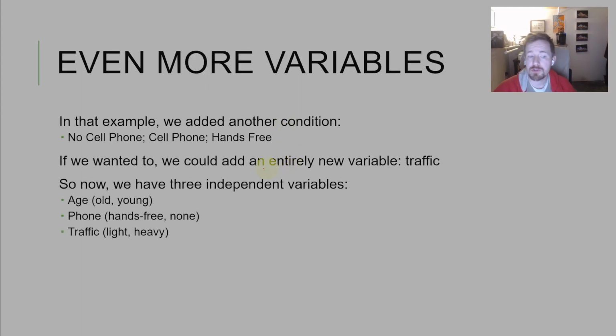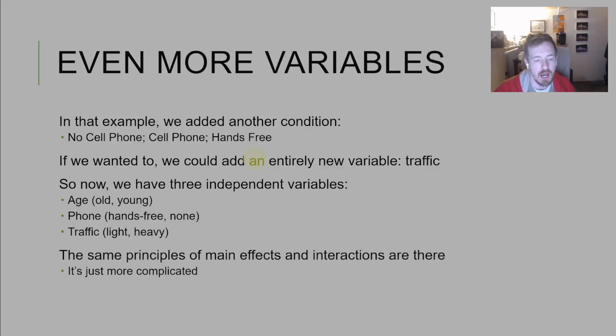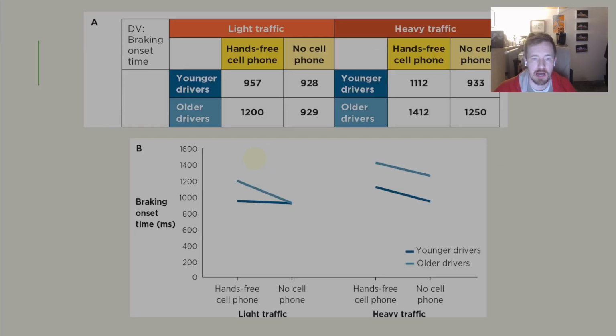So if we want to, we can go beyond this, and we can add even more conditions. We don't have to just have these three conditions of no cell phone, cell phone, and hands-free. We can also add in whether it's heavy traffic versus light traffic. We can also add in if it's light outside or dark outside. We can also add in if you are also trying to drink a coffee or not. The sky's the limit when it comes to those things. But like I said, it just gets a little bit more complicated.